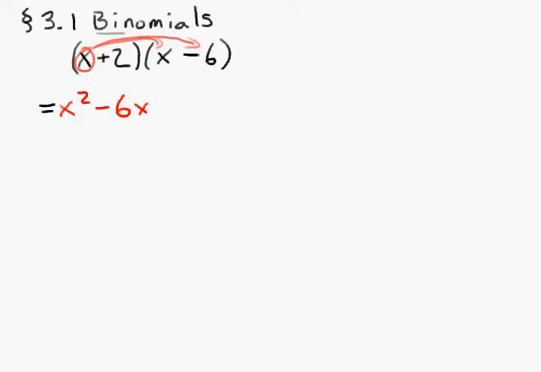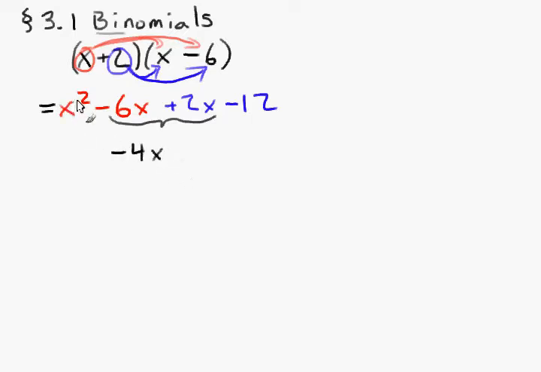Next, I'm going to take this positive 2, multiply it by x and negative 6. That gives me plus 2x minus 12. Now, I can combine these two terms and get minus 4x. I can't combine x squared with anything. I can't combine negative 12 with anything. They stay as is. So the result of this expression is x squared minus 4x minus 12.